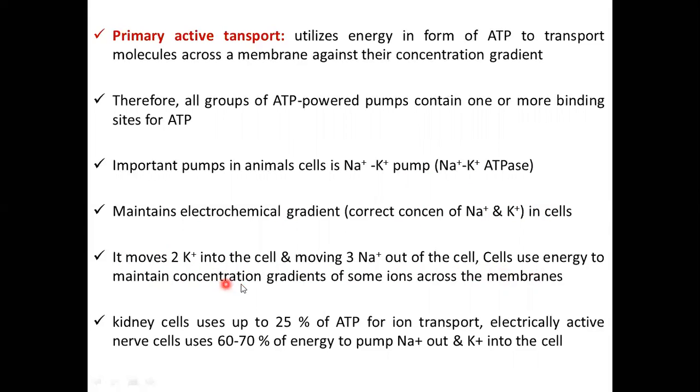Cells use energy to maintain the concentration gradient of some ions across the cell membrane. So these concentration gradients of different ions across the membrane are very necessary, and cells use energy to maintain them. For example, a kidney cell uses up to 25% of its ATP for ion transport. An electrically active nerve cell uses 60 to 70% of its energy to pump sodium out and potassium into the cells to maintain the concentration gradients across the membrane.